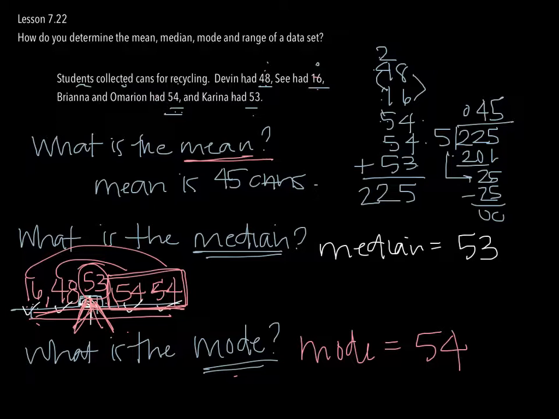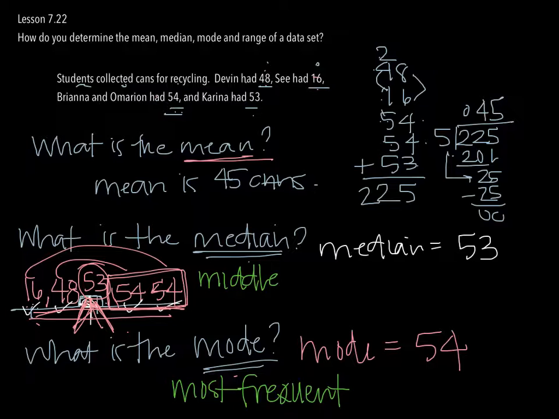We should probably put some definitions here because that would probably help. Mode is most frequent, and the median is the middle. I kind of ran out of space because there's one more that we should probably talk about, and I'm going to have to erase this.